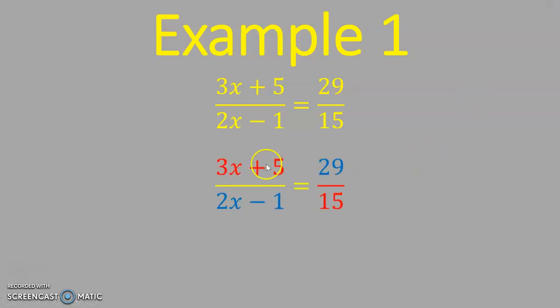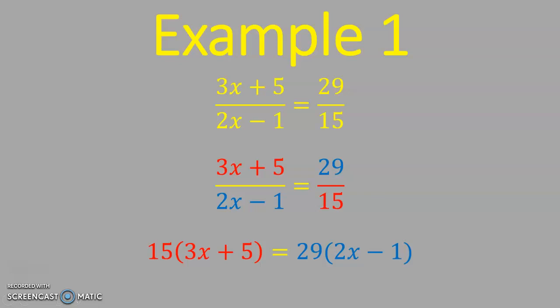First example, sometimes you have only one fraction per side, or one rational expression per side. Typically, the way this is dealt with is to cross multiply, like a proportion. So notice I did the cross products here. I've got these corners in red, and I've got these corners in blue. You simply multiply those and set them equal to each other. So 15 times 3x plus 5 equals 29 times 2x minus 1.